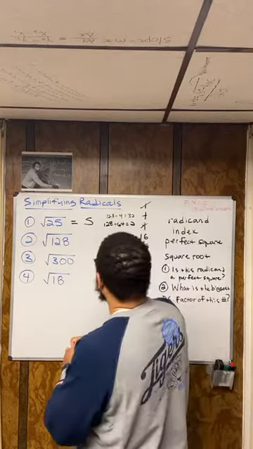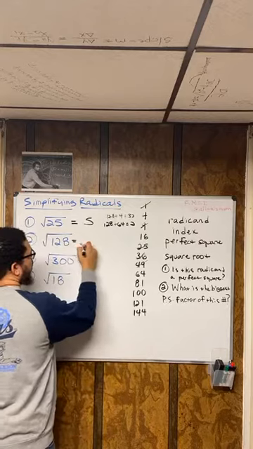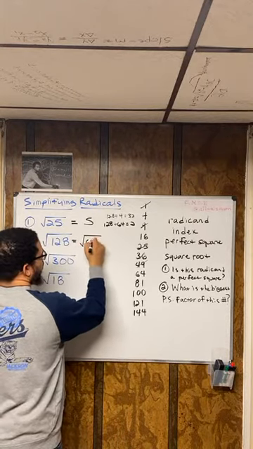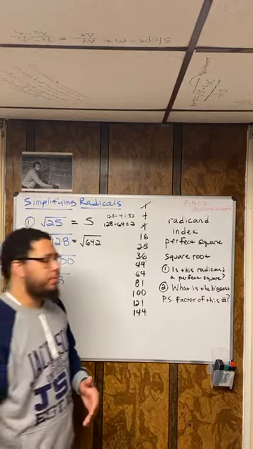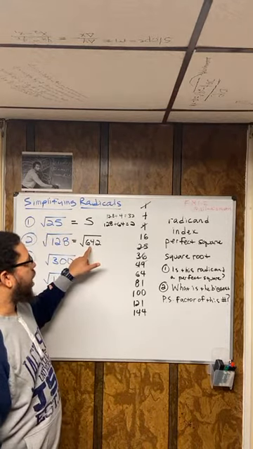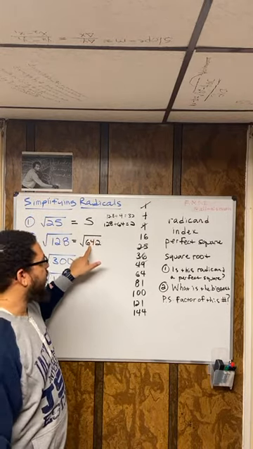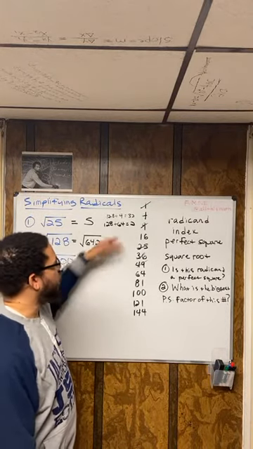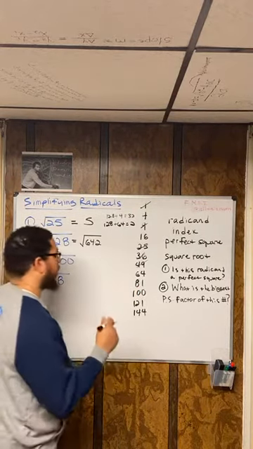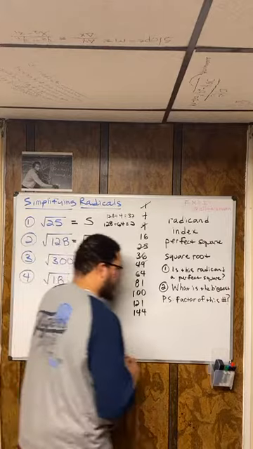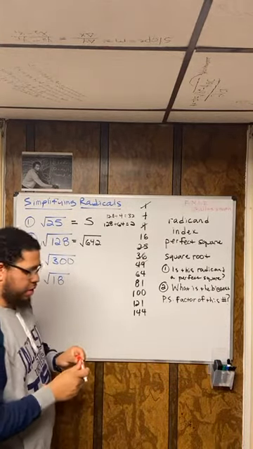I'm going to change this 128 into 64 times 2. Now, why did I do that? Because now I can simplify this. And that's what we're doing. We're simplifying radicals. I can simplify this now because 64 is a perfect square. It's from the perfect square list. So 64 basically can come out of the radical sign because it's a perfect square.